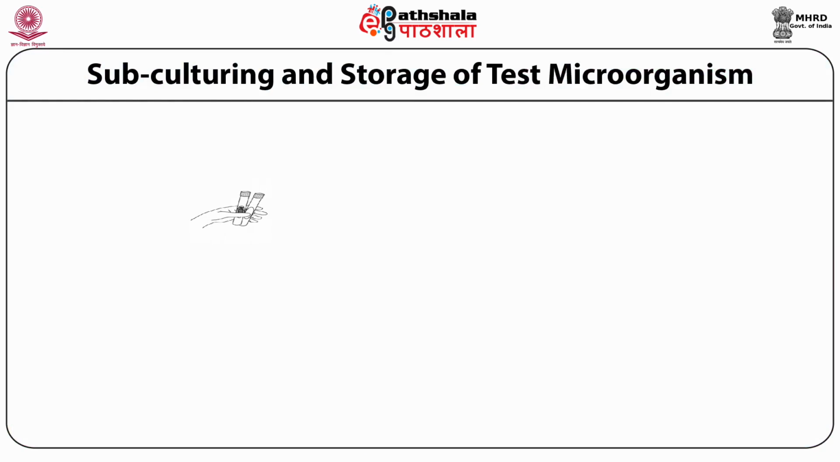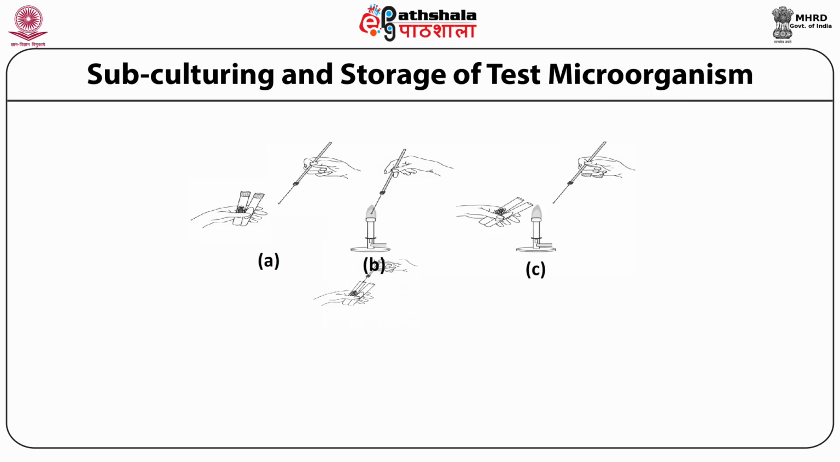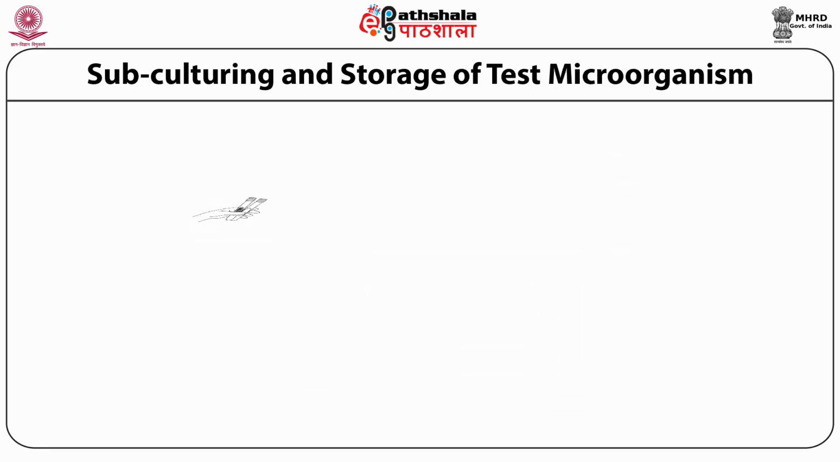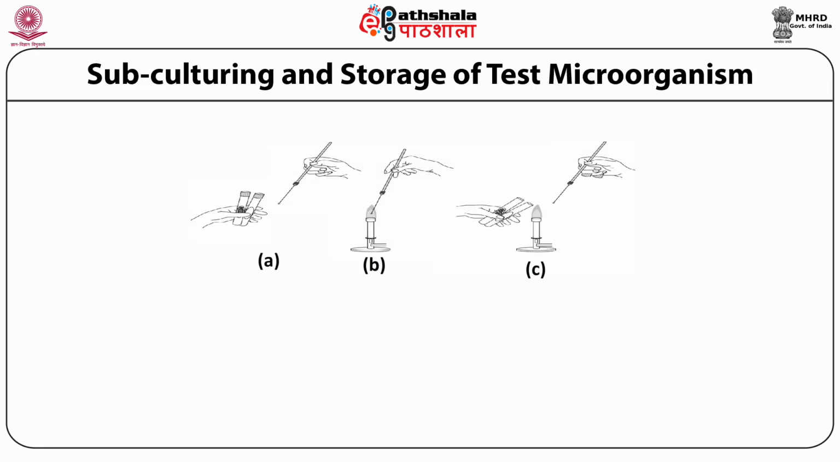Subculturing and storage of test microorganisms. Here, this is the diagram showing how we can subculture the microbe from one culture medium to another, that means from a used culture medium to a fresh culture medium. You can see here a loop, two culture tubes, one having microbial growth and another blank, and one lamp, that may be a spirit lamp.